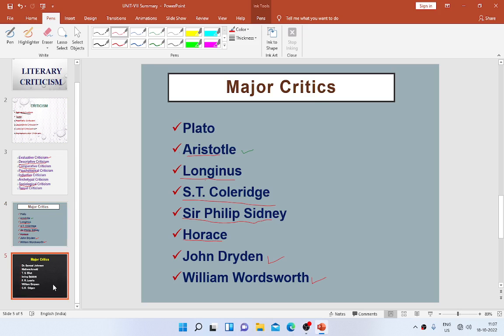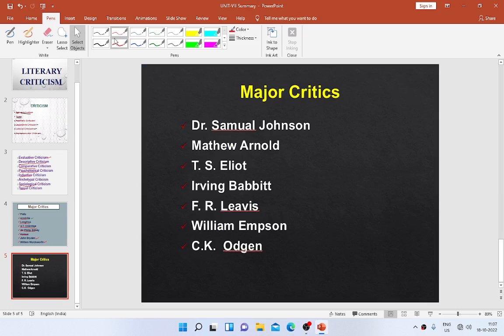Now, the next major critic is Johnson, who is one of the major critics in the history of literature. Talking about him, he put together 2 volumes of the Dictionary of the English Language. After that, he also wrote the next work, Lives of the English Poets, and he also wrote an 8-volume edition of Shakespeare.